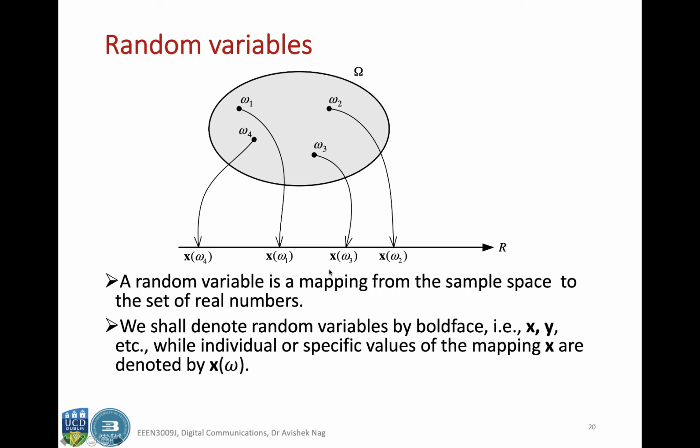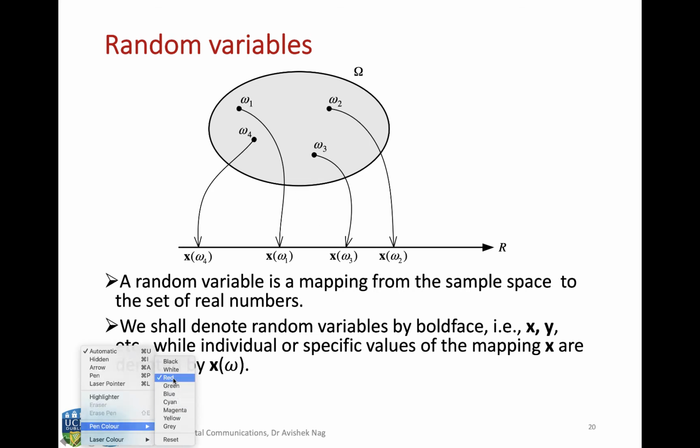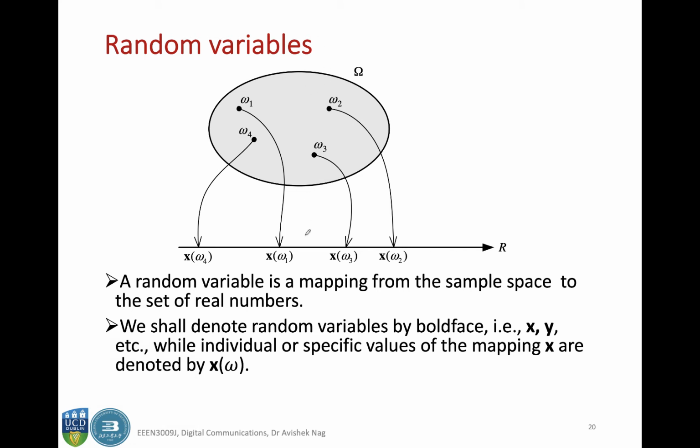So omega 1 is mapped to a number, say x of omega 1. Omega 2 is mapped to x of omega 2. Omega 3 is mapped to x of omega 3. So these are real numbers. So this is the real number line, and you are mapping each of these events to a real number. So these real numbers are basically called random variables. So let's see an example.